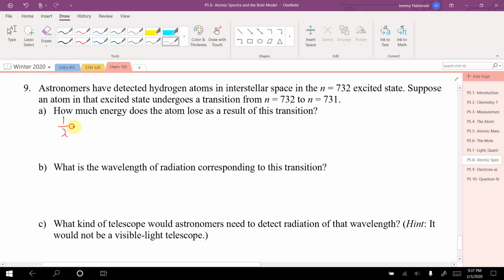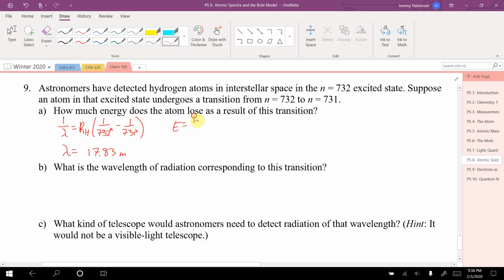So I'm going to use my Rydberg equation. I could also use my delta E equation. 1 over 732 squared minus 1 over 731 squared. Let's see. That gives me a wavelength. I got negative 17.83 meters, but it's a wavelength, so it should be positive. Okay, but it doesn't want wavelength, it wants the energy.